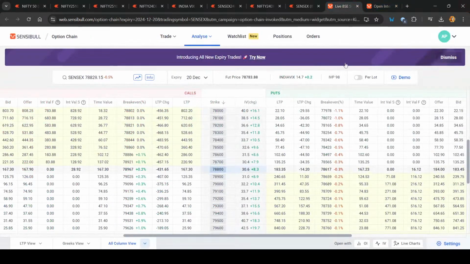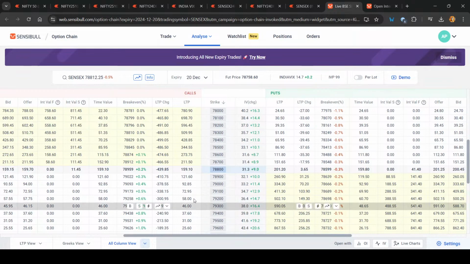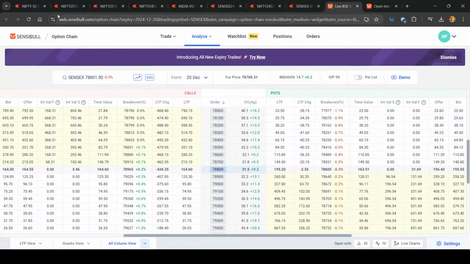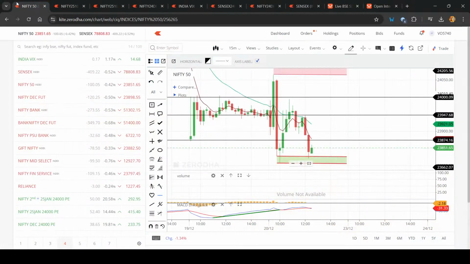Okay, let's once review what the option says. Synthetic future 78,770. All right, so 30 and 50 points, we are still in discount on the Sensex synthetic future, which still shows a negative bias. If you can see 78,800, the put option is 50 points more, now 40 points more than the call option, so it says the synthetic future will be in discount.